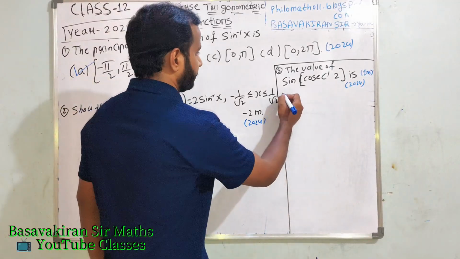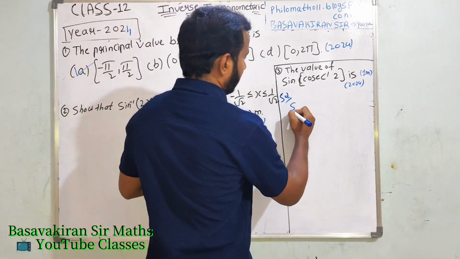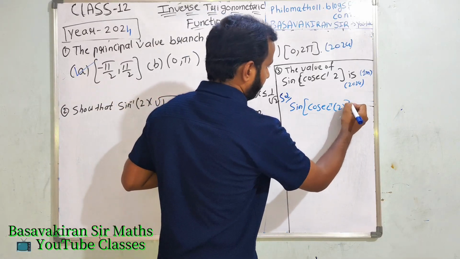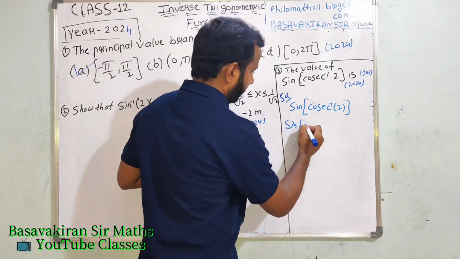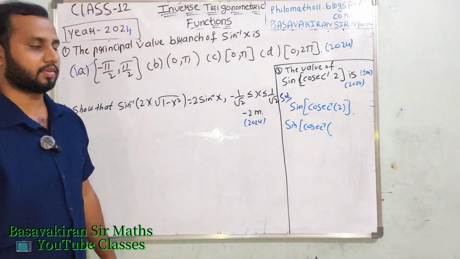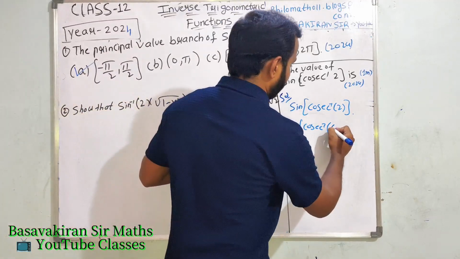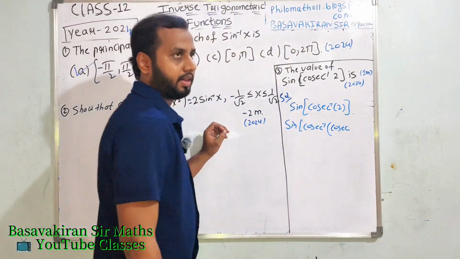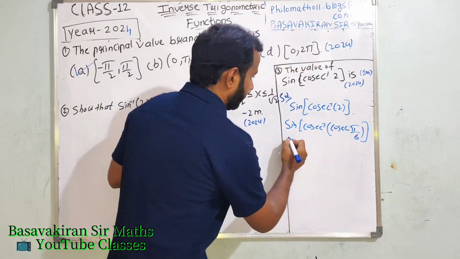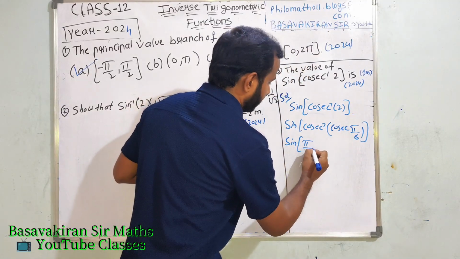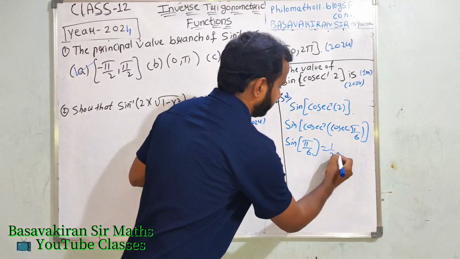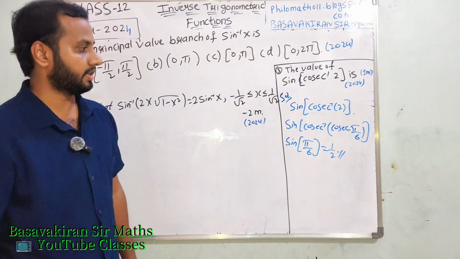Next, find the value of sine of cosecant inverse of 2, for 1 mark. Let us solve. Given data, sine of cosecant inverse of 2. When is cosecant equal to 2? Cosecant of 30 degrees, which means pi by 6. Cosecant inverse gets cancelled, left with sin pi by 6. What is sin pi by 6? Sin 30 degrees is 1 by 2.